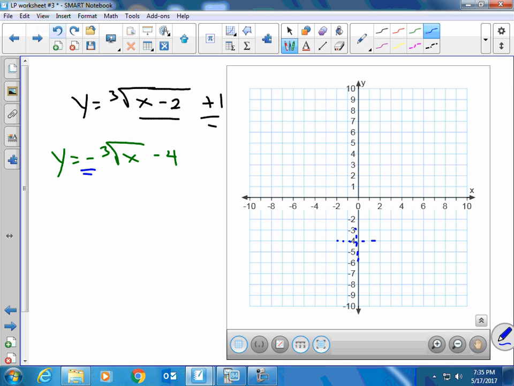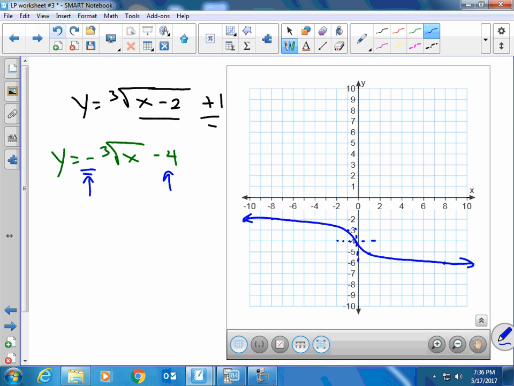It changes their signs. So I start here at my 0, 0, and I go over 1 and up 1, but now I go over 1 and down 1. I did go over 8 and up 2. Now I'll go over 8 and down 2. I did go left 1 and down. Now I'll go left 1 and up. I did go left 8 and down. Now I'll go left 8 and up. And I have my cube root graph shifted down 4 and upside down, reflected.